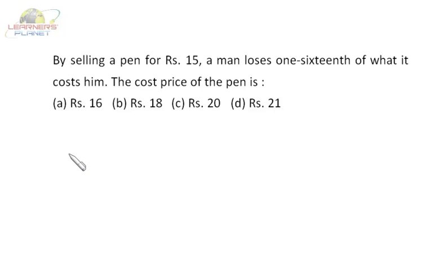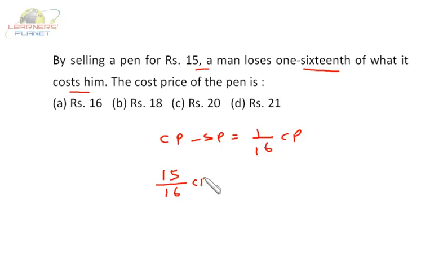Friends, I am sure you are having your paper and pen with you and you are solving the problems with me. Okay, let's take this problem. By selling a pen for ₹15, a man loses 1/16 of what it cost him. Now what is the cost price of the pen? Now loss is what? CP minus SP is loss. Now what is loss over here? That is 1/16 of CP. A man loses 1/16 of what it cost. So the loss is 1/16 of CP. That means 15/16 of CP is equal to SP, isn't it?